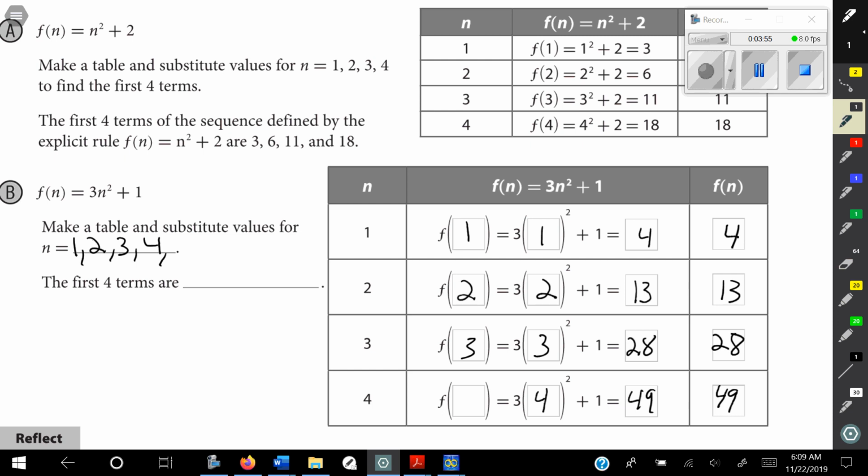So now the first four terms are 4, 13, 28, and 49. And again, with the explicit rule, you don't need to know the previous term. You plug in whatever value you want to. So let's take a look at an example.